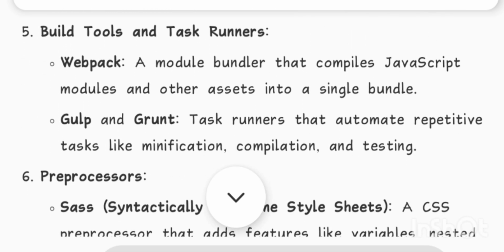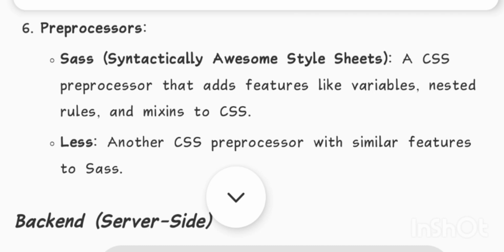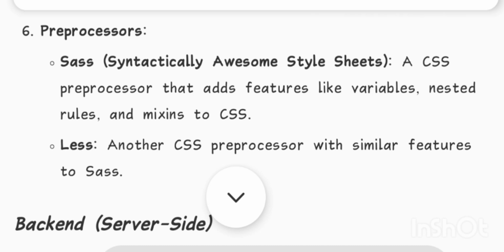5. Build tools and task runners. Webpack, a module bundler that compiles JavaScript modules and other assets into a single bundle. Gulp and Grunt, task runners that automate repetitive tasks like minification, compilation, and testing. 6. Preprocessors. Sass, syntactically awesome style sheets, a CSS preprocessor that adds features like variables, nested rules, and mixins to CSS. Less, another CSS preprocessor with similar features to Sass.